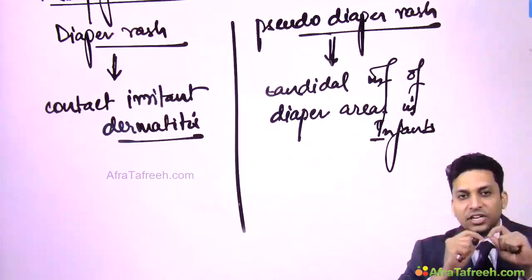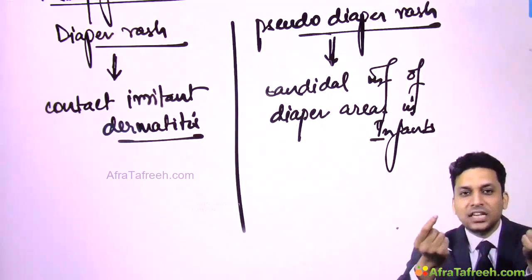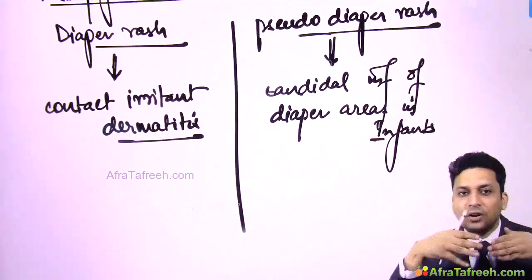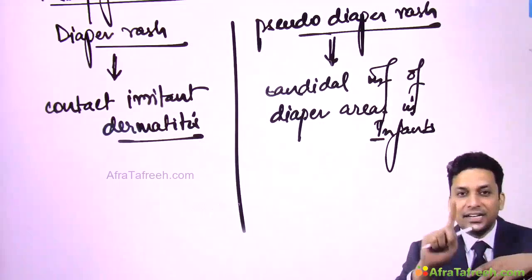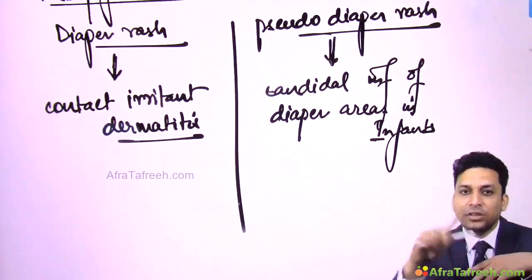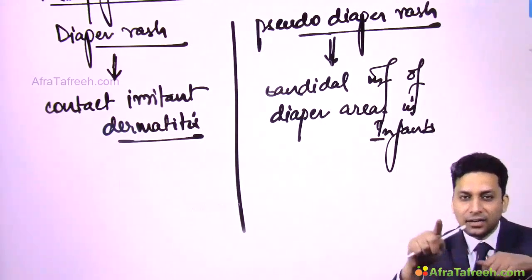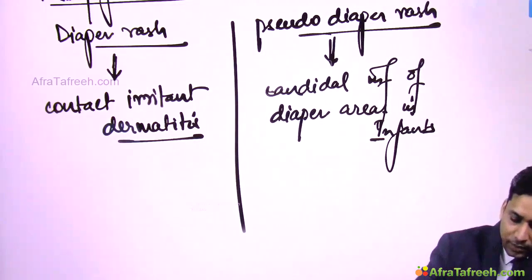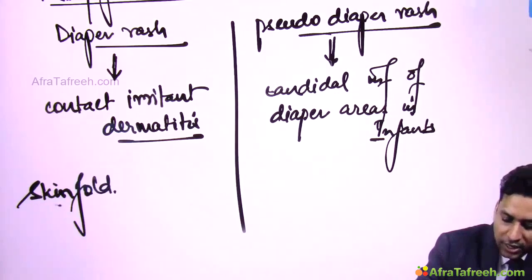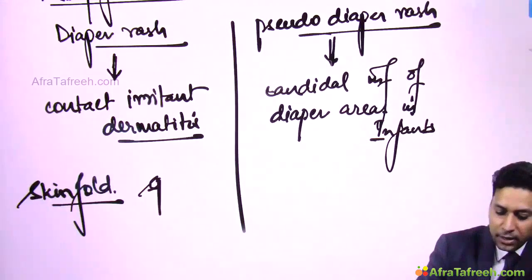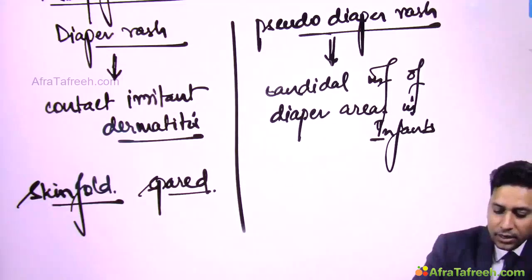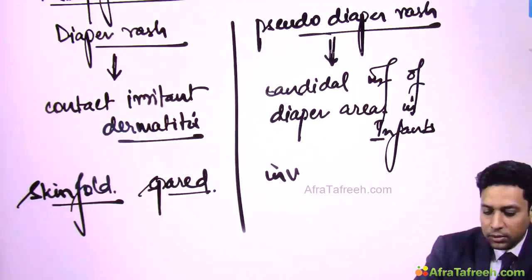The important differentiating feature is look at the skin folds, because diaper are not going inside the skin fold, so it is not going to cause dermatitis there, but the candidiasis have tendency to involve the skin folds, that is the candidal intertrigo. Okay, so that's why if you examine the skin folds, so intergluteal fold or genitocrural fold, you will find that the folds are spared in diaper rashes, but they are involved in pseudo diaper rashes.